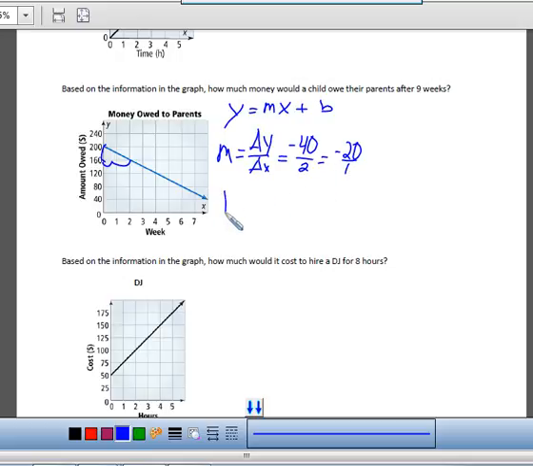B, the y-intercept, when x is equal to 0. That's right here, where the line crosses the y-axis. So when x is equal to 0, y is equal to 200. So B is the 200, not the whole point, actually. So this is actually not correct.